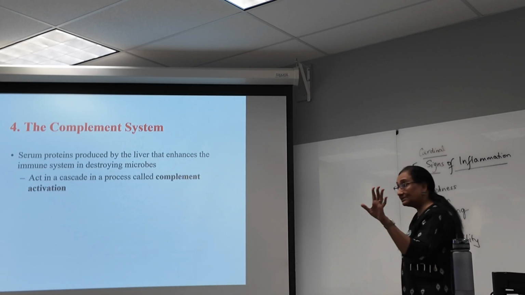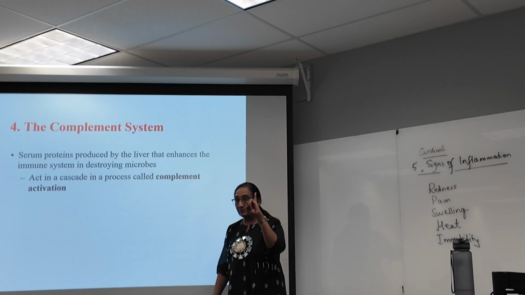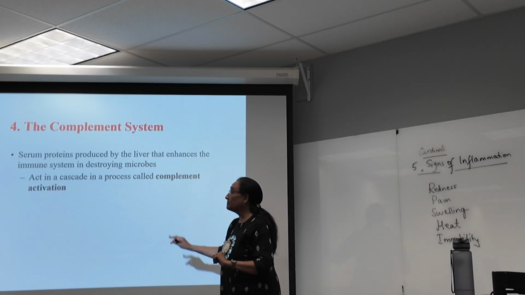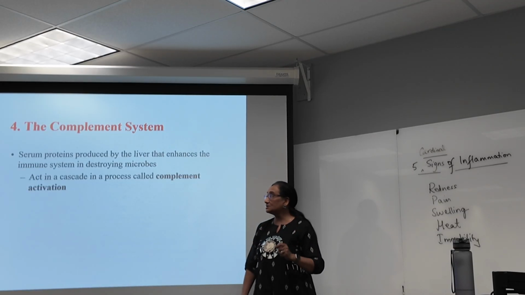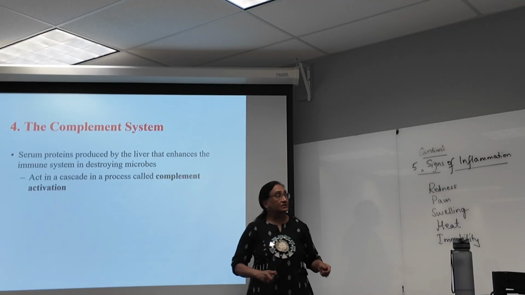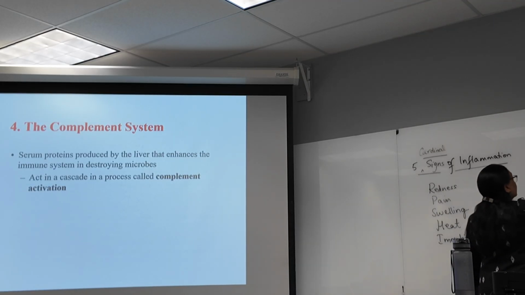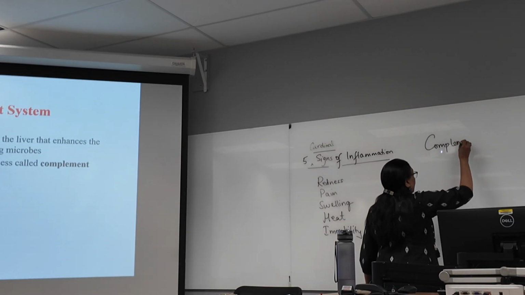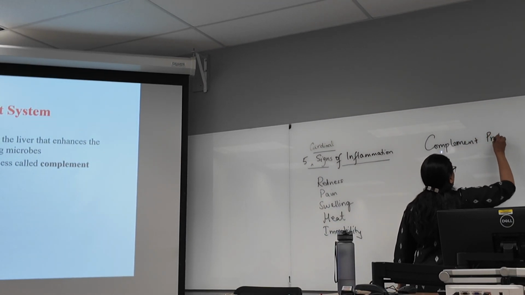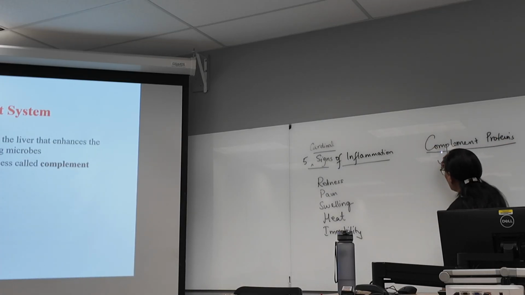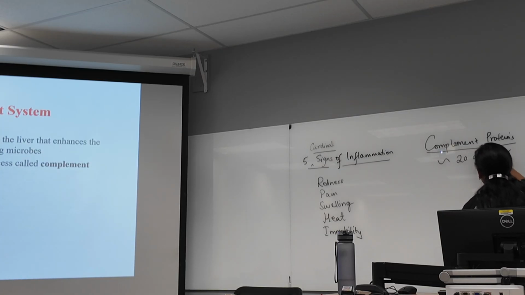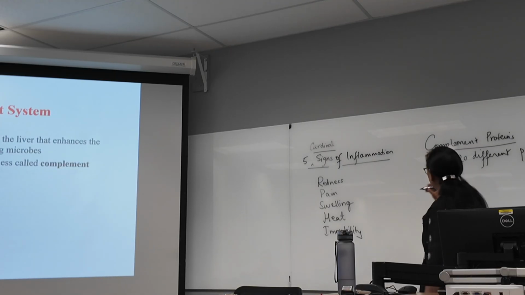Now, the next one, we are still in the second line of defense. We talked about white blood cells, we talked about fever, inflammation. Now, there is another set of protective substances which are circulating in your blood. These are called complement proteins, or the complement system. These are proteins, approximately 20 different proteins circulating in the blood. They are found in blood.